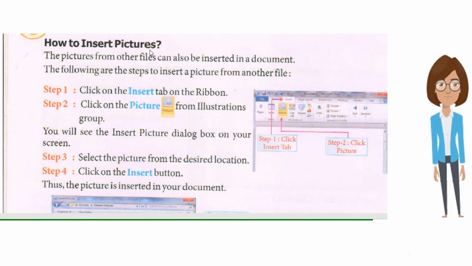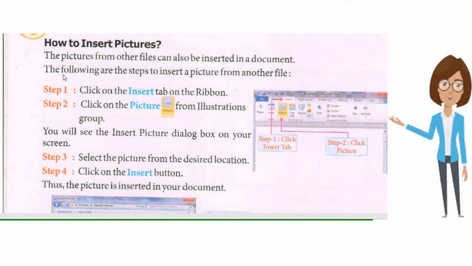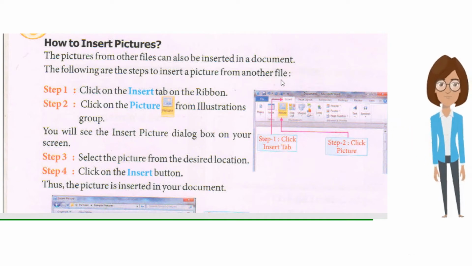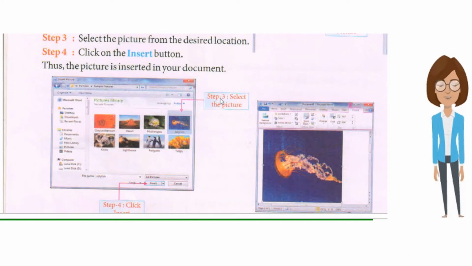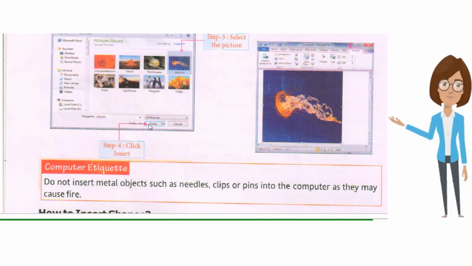How to insert pictures. Pictures from other files can also be inserted in a document. The following are the steps to insert a picture from another file. Step 1. Click the Insert tab. Step 2. Click Pictures. Step 3. Select the picture. Step 4. Click Insert. This one is the answer.